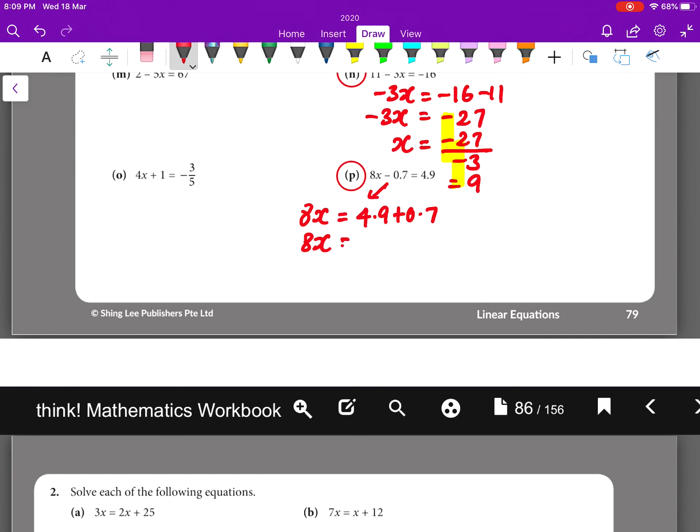So 8x equals 4.9 plus 0.7, 5.6. To get rid of 8, we need to divide by 8 on both sides. So final answer: 5.6 divided by 8. We have 0.7. Okay, so the final answer is 0.7.